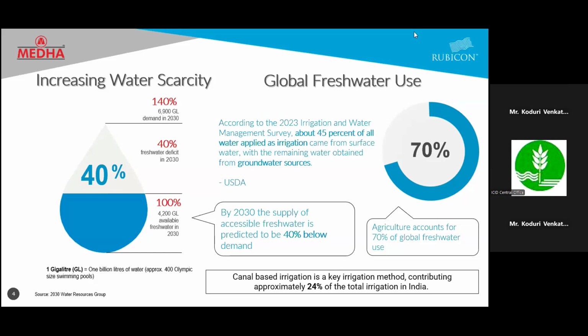Coming back to canal-based irrigation systems, these are systems where there are perennial rivers or there is a requirement of water distant from the sources of the main catchment. This canal-based irrigation methodology plays a pivotal role, and it contributes to around 24% of the total irrigation done in India, which is a very massive chunk.